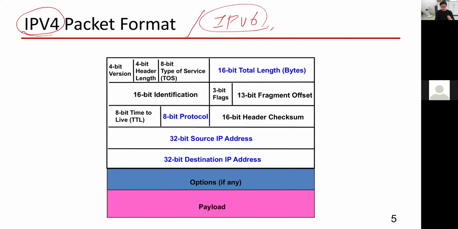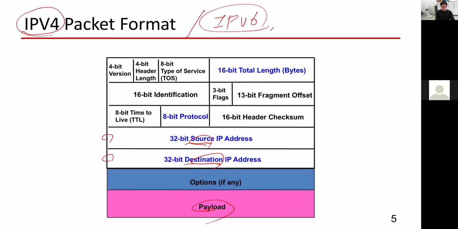Okay, so IPv4, in the IP layer, the two most important fields are source IP and destination IP, and my payload. Meaning that I have to clarify who I am, and where I want to go. My destination and my source information.